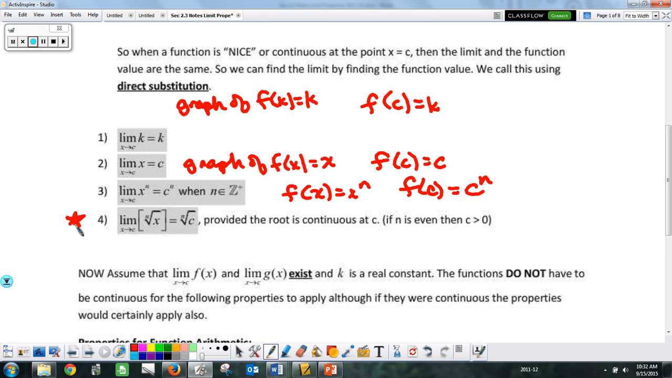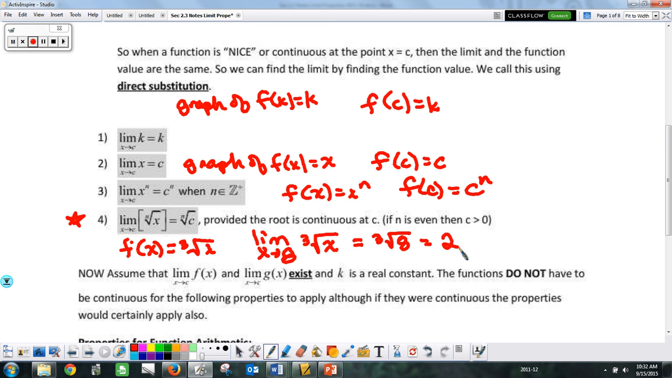Okay, over here, we'll put a little star by this one. Odd roots are nice continuous functions. So if I had something like f of x equals the cube root of x, then to calculate the limit as x approaches c, let's say 8, let's pick an example here, of the cube root of x, if my function is the cube root of x, it's continuous, so I can get this limit simply by doing the cube root of 8, which happens to be 2. My answer is 2. I know where the function values are going.